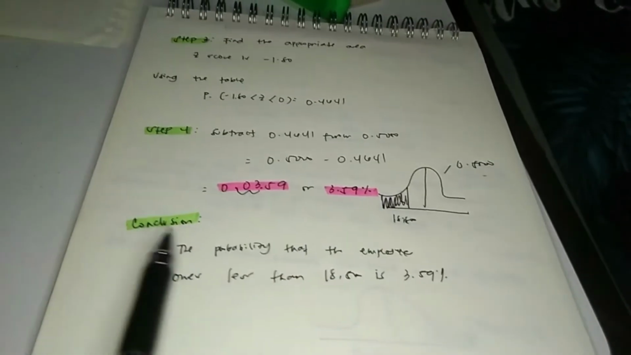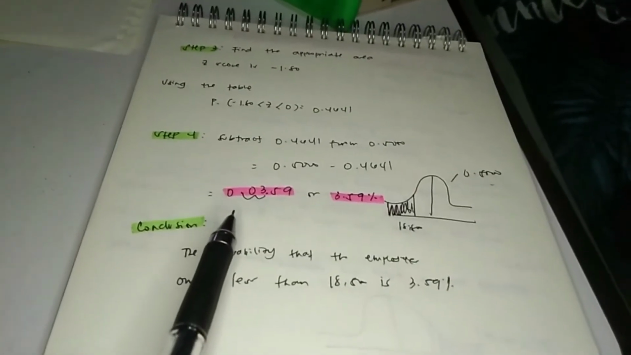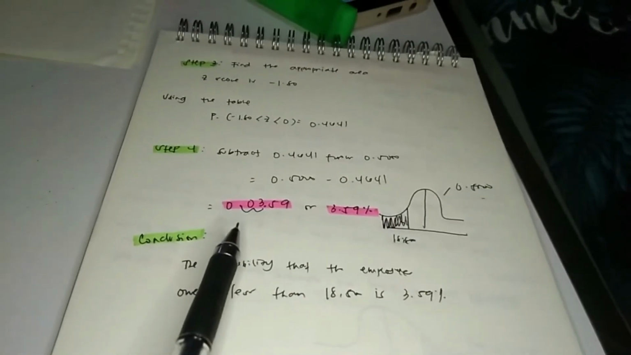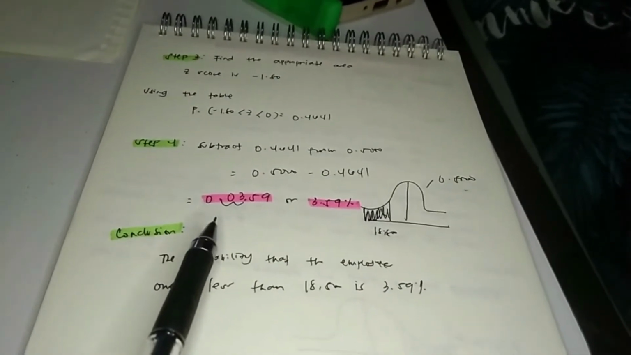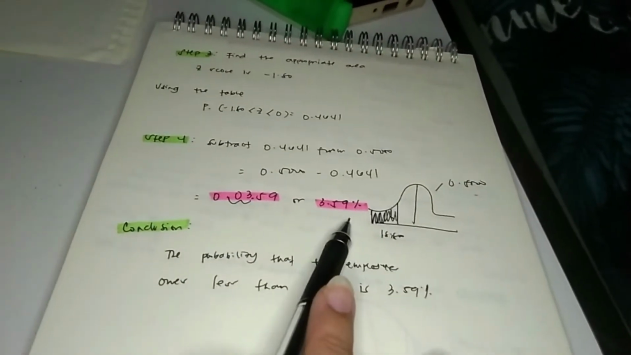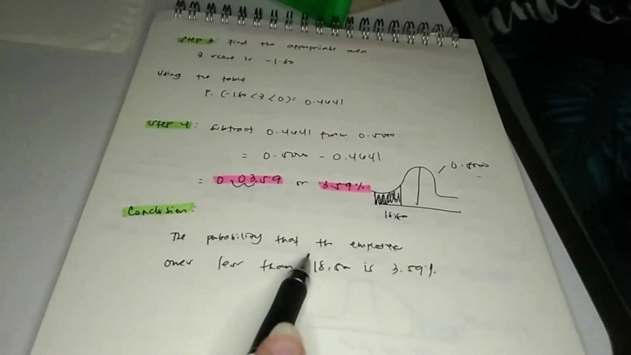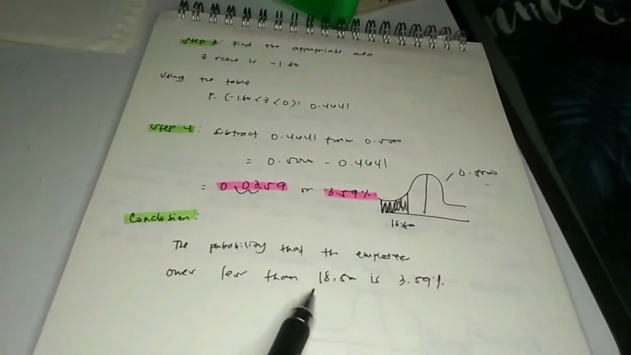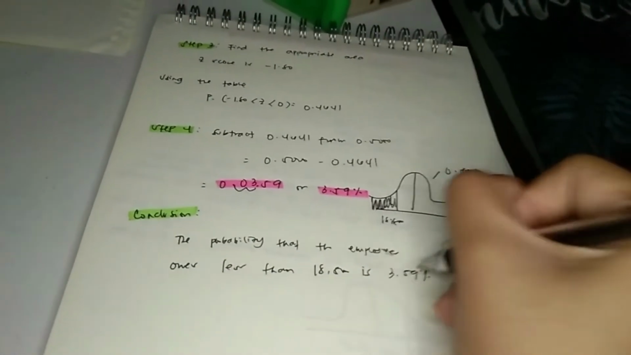Our last step is the conclusion. If we go back to the question earlier, find the probability that the employee owes less than 18,500. Therefore, what we got is 3.59%. So we can say that the probability that the employee owes less than 18,500 is 3.59%.